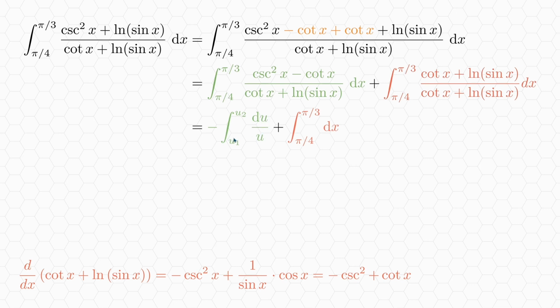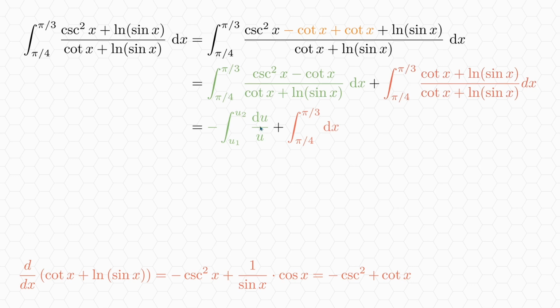I don't want to change the bounds of integration yet, so let's just label them u1 and u2 for now. On the other hand, the second integral right here, the integrand simplifies to just 1. So this just becomes the integral of dx from pi over 4 to pi over 3.